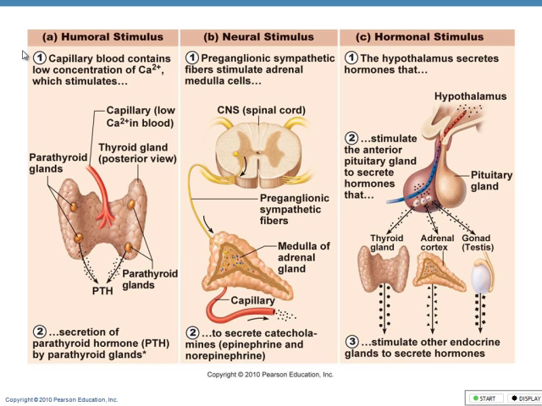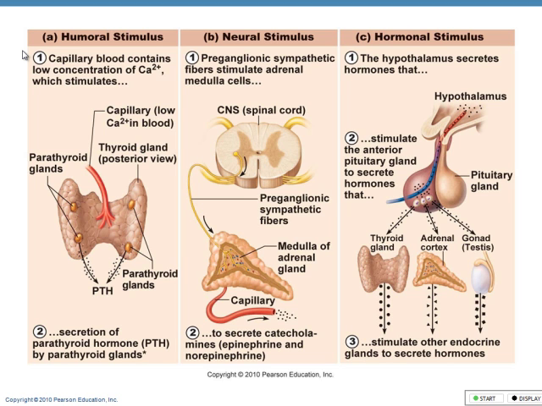Other hormones can stimulate hormone release. Remember on that last diagram we saw one that's called FSH and TSH. Those hormones created in the brain can actually stimulate other endocrine glands to secrete their hormones. FSH is follicle-stimulating hormone. It can stimulate reproductive organs to do something different. TSH is thyroid-stimulating hormone. It can stimulate the thyroid to release its hormones.